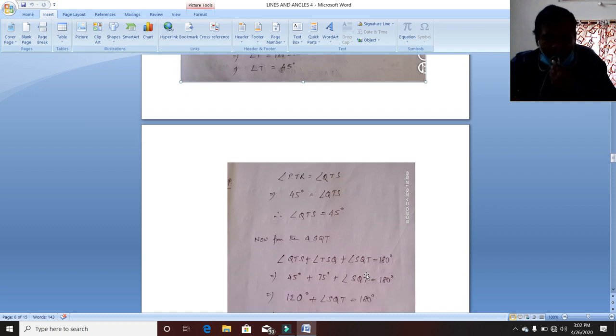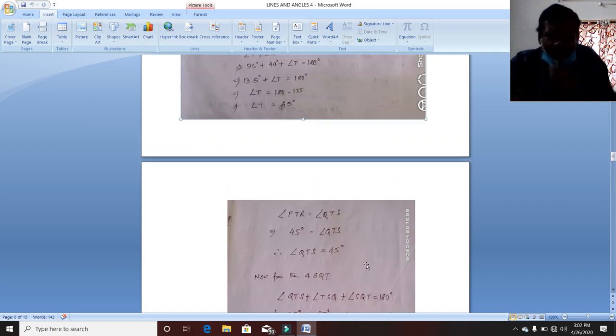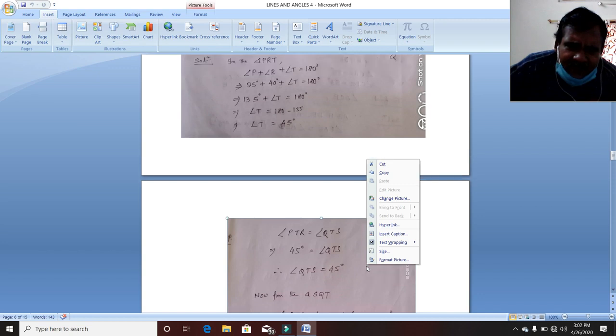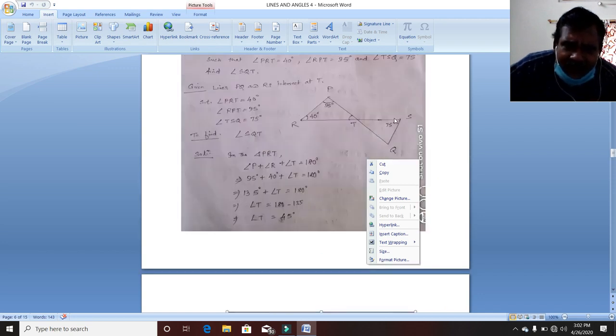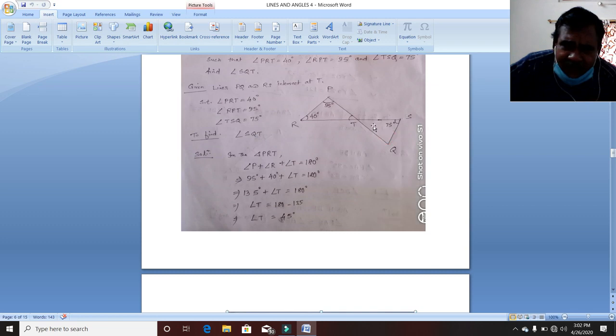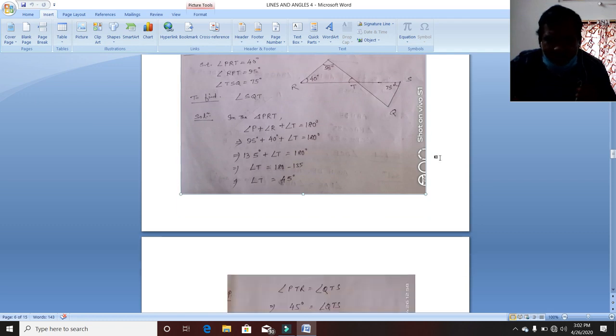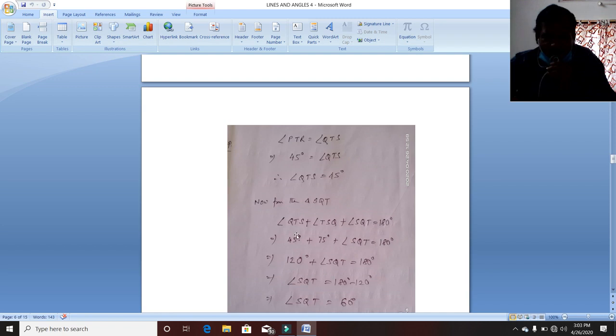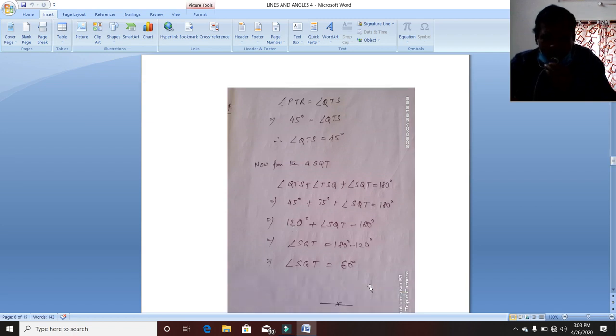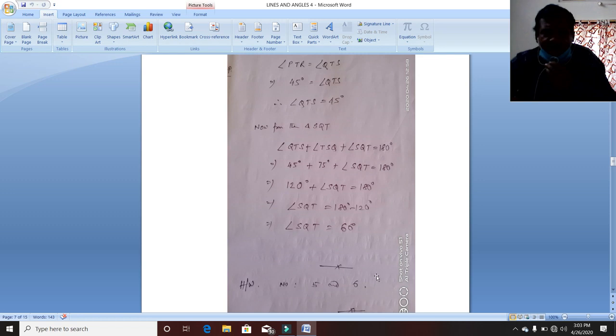Now I have to calculate the value of SQT. Now in triangle SQT, the sum of three angles is 180 degrees. This angle plus this angle plus this angle equals 180 degrees. Its value is 75 degrees. This is the vertically opposite angle; I have calculated its value. So substituting these two values, plus angle SQT equals 180 degrees. Now SQT equals 180 minus 120. So I am getting the value of SQT as 60 degrees.